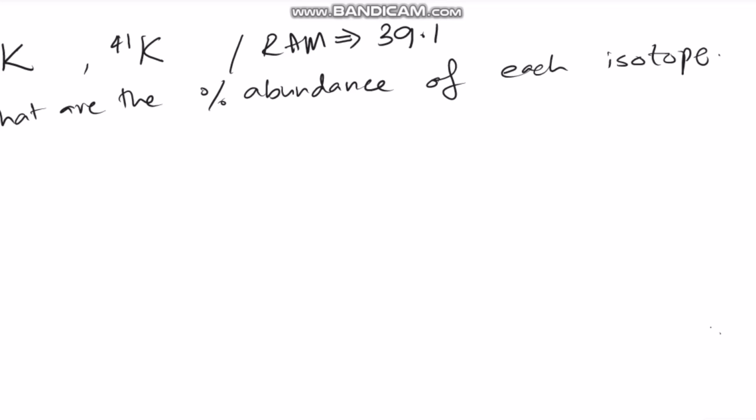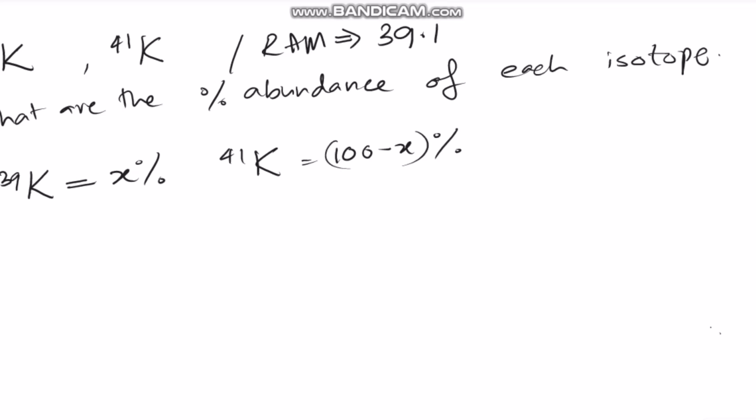So how do we do this one? There is a thinking part. This is how we do these questions. We can take potassium-39 as X percent. Then potassium-41 will be 100 minus X percent. Then the RAM value is 39.1, which is equal to 39 into X plus 41 into (100 minus X).